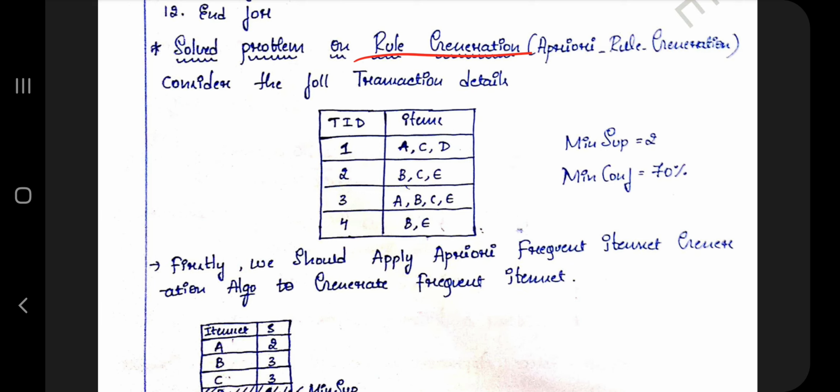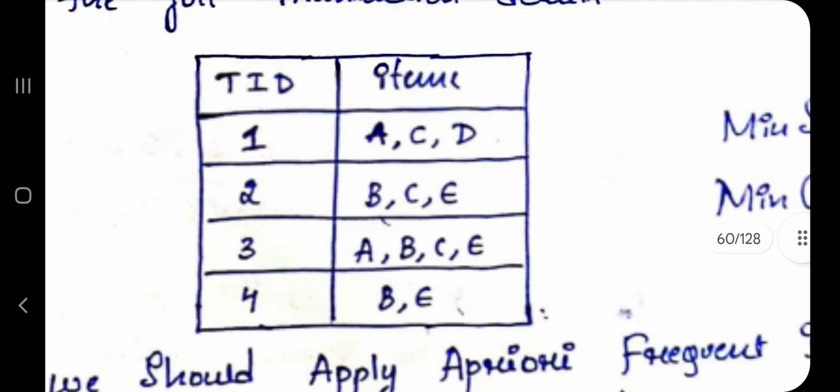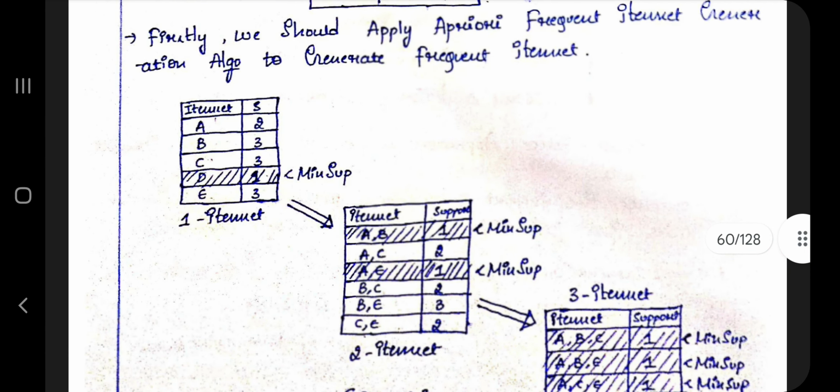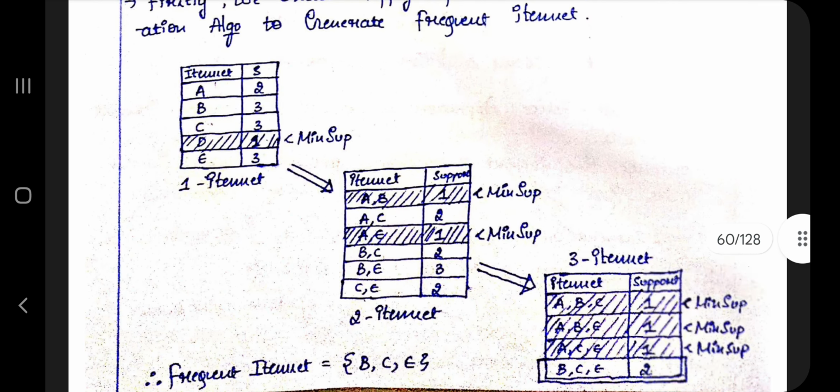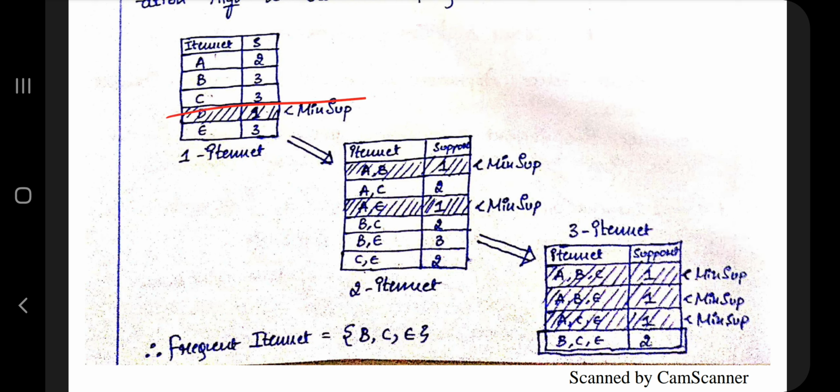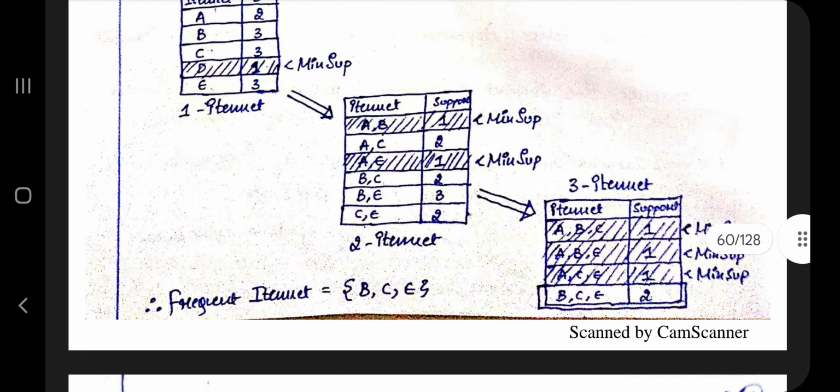Now we have the transaction details here, 1, 2, 3, 4, and these are the item sets given to us. First step, as I told you: circle the unique items, A, C, D, B, E, and write out how many times each has appeared. Remember the minimum support is 2 and the minimum confidence is 70%. Cut out all those which are less than 2. Form 2 items at a time and cut out those less than 2, then form 3 at a time and cut out those less than 2. We are left with BCE, and BCE is our frequent item set.